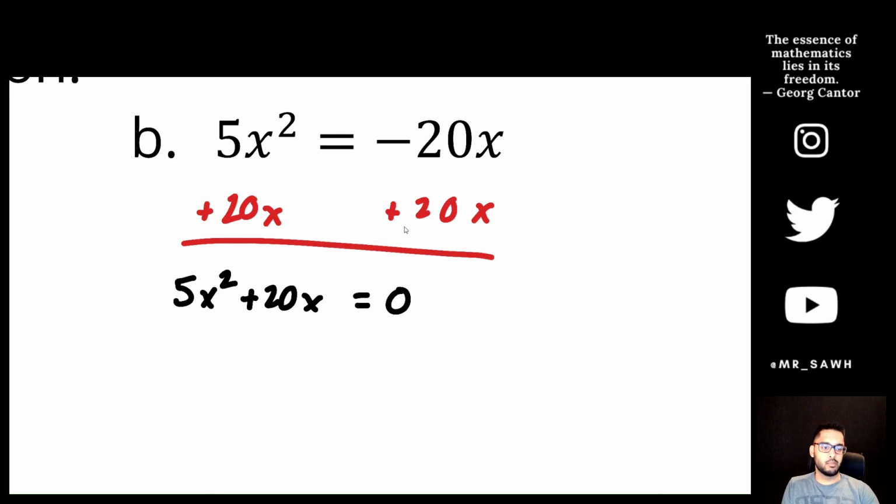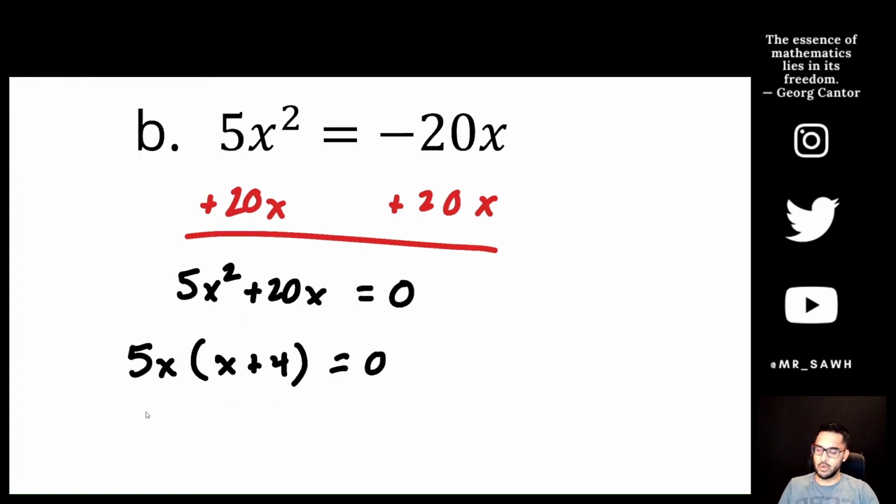So 5x squared plus 20x to be equal to 0. So look for a common factor first. 5x is the greatest common factor that you could have. And then you've got x plus 4 that remains on the inside of that set of brackets. And remember that factors don't necessarily have to be binomials. They could be monomials, like this one is.